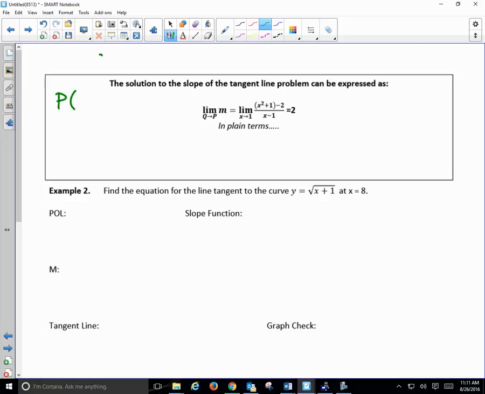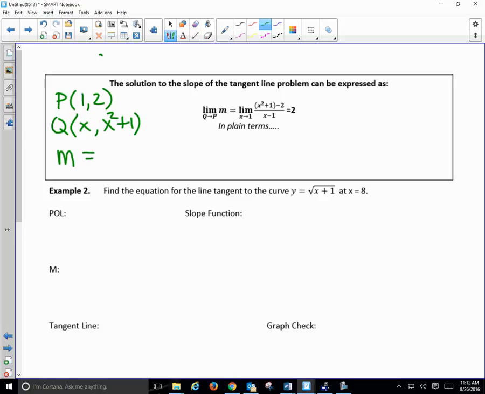What was point P? 1, 2. Was Q always the same, or did it change? It changed, didn't it? So we'll use an x variable because it always changed. When I plug x in, what do you get? You get the function, don't you? You get x squared plus 1. And our goal was to come up with the slope.